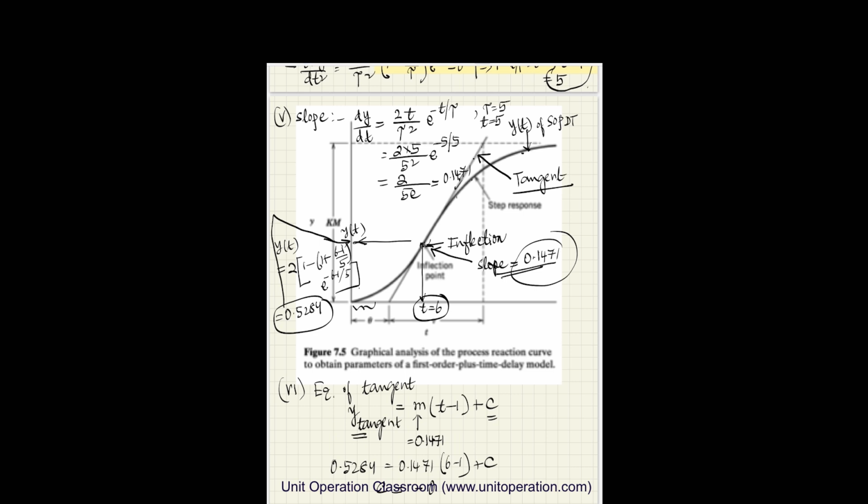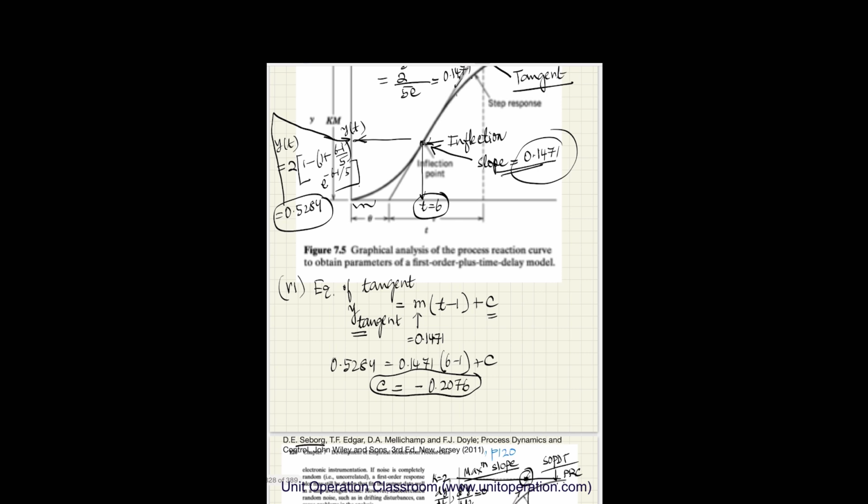Okay. So what is the equation of the tangent then? y of tangent would be equal to 0.1471 (t minus 1) minus 0.2076. Okay, now let's go to the next part. So, part 7.